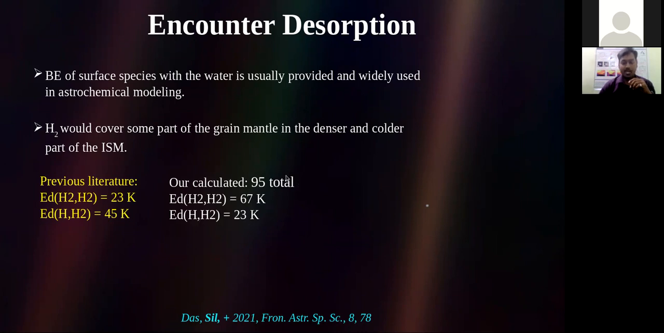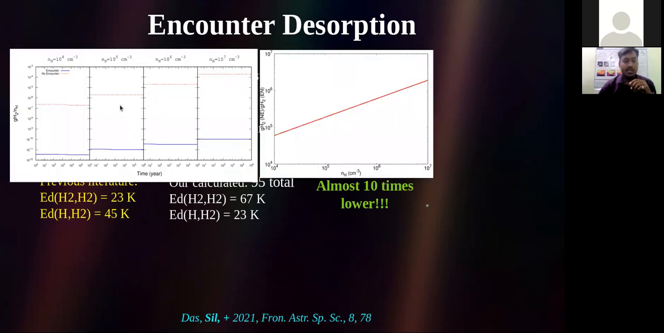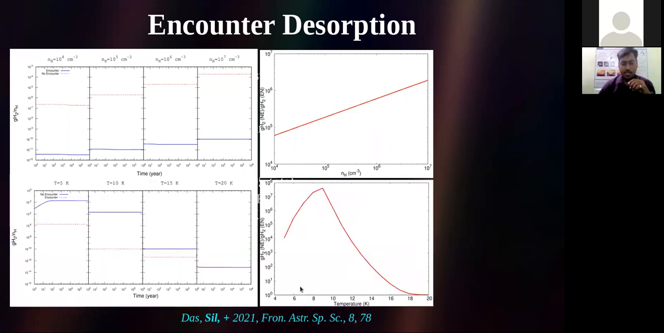So considering these 95 total species, we find almost 10 times lower binding energy on the H2 surface than on the water surface. So then we plot considering encounter desorption and check that with increasing density, the effect of encounter desorption is also increasing. And also with increasing temperature, the encounter desorption effect is gradually increasing, and at 10 Kelvin temperature, encounter desorption affects mostly, and with further increasing temperature at 20K, it diminishes.